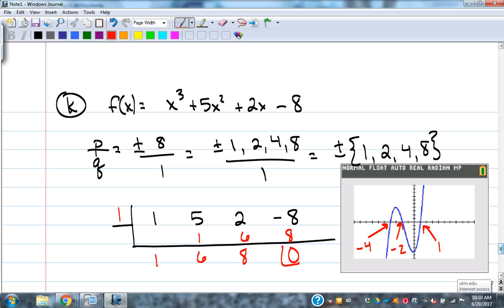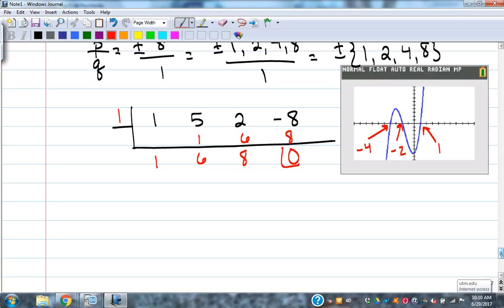And there's the remainder of 0. So my zeros, x equals 1 is one of them. That got me down to a quadratic: x squared plus 6x plus 8 equals 0. From there, I can do either the quadratic formula or factoring, whichever one works.